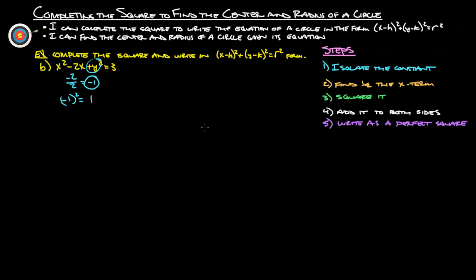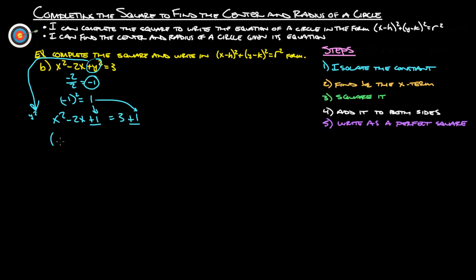Okay, we're going to now add that to both sides. So we still have x squared minus 2x equals 3. Remember, we're tucking this y squared away for later. We'll put that back in later on just so it doesn't confuse us. Okay, so we're going to add this 1 to both sides. So that's where this 1 is going. Whatever we add to one side, we have to add to the other side.